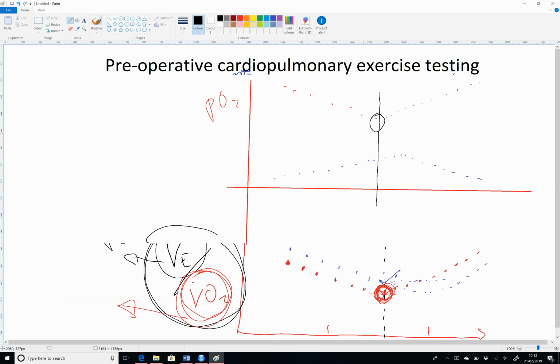Okay. Personally, I don't find it a particularly useful graph. The main graphs I use are the modified V-slope method backed up by the ventilatory equivalent for oxygen.